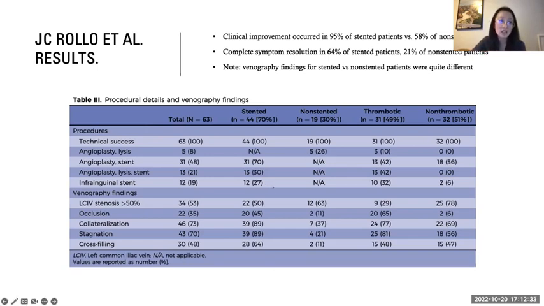We can see here the venography results between those who were stented and not, and they were very different populations. There was a lot less occlusion, a lot less collateralization, a lot less stagnation in the non-stented group. But despite those things, they still had worse outcomes. So this sort of points towards doing more generalized stenting for all those who come in with MTS.